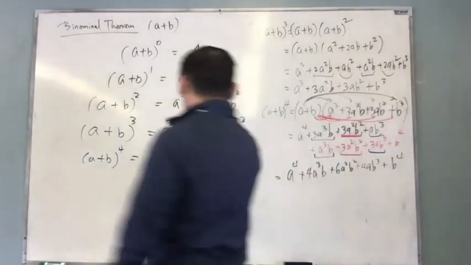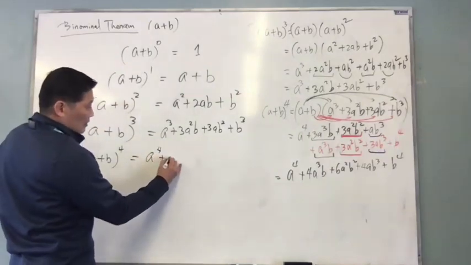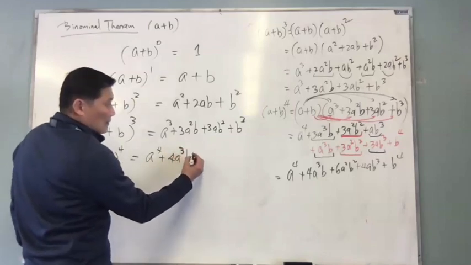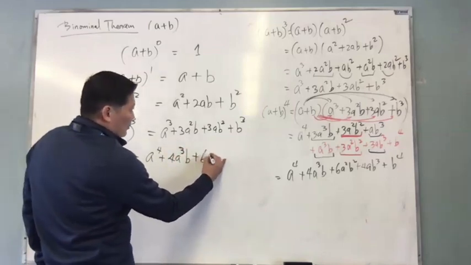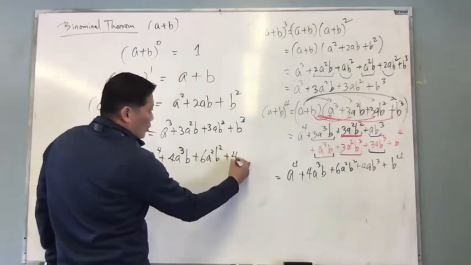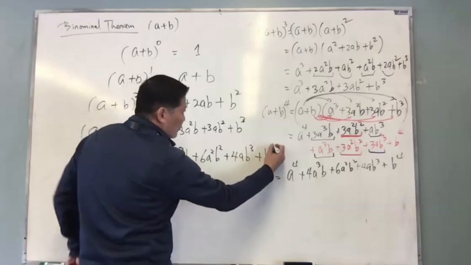All right, I'll write it down here. A to the fourth power plus 4a cubed b plus 6a squared b squared plus 4ab cubed plus b to the fourth power.